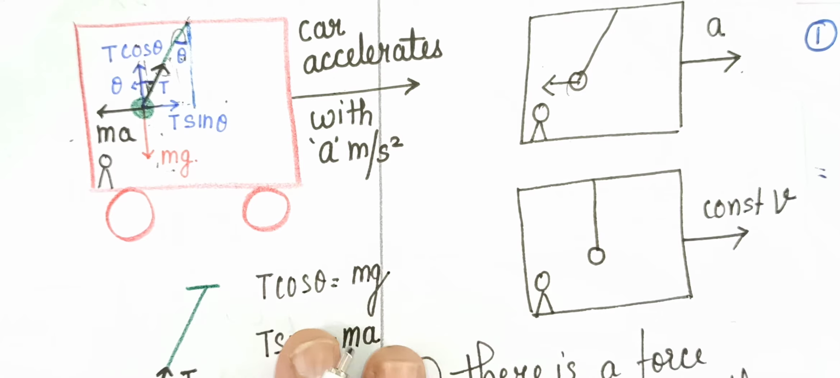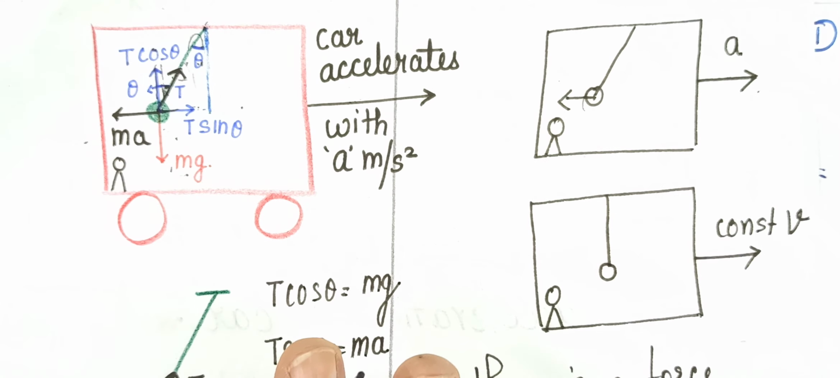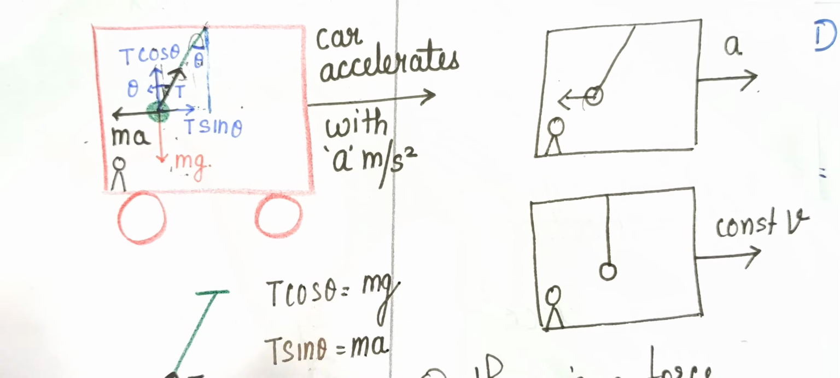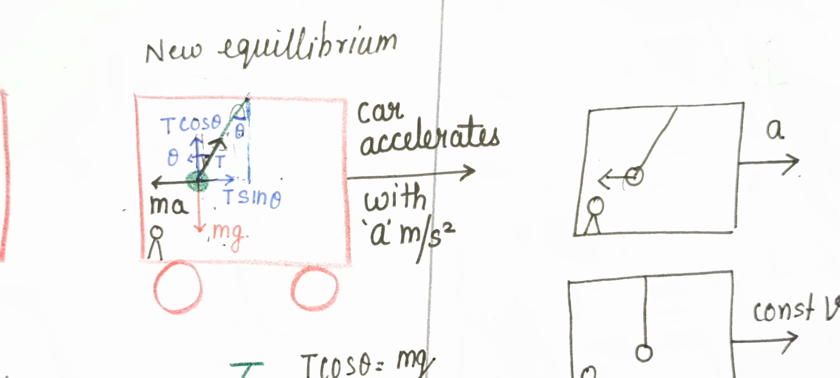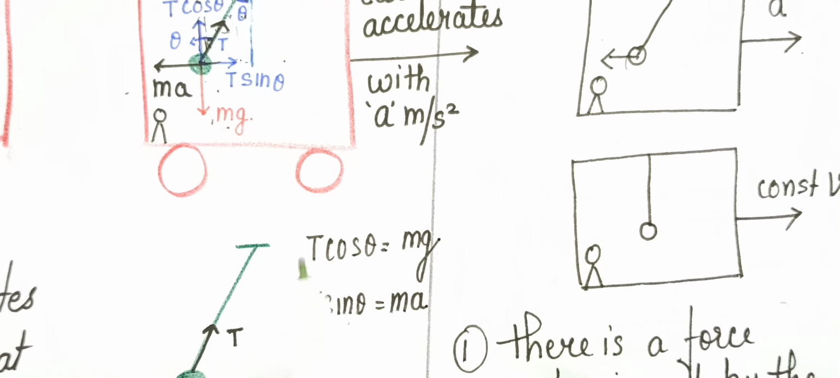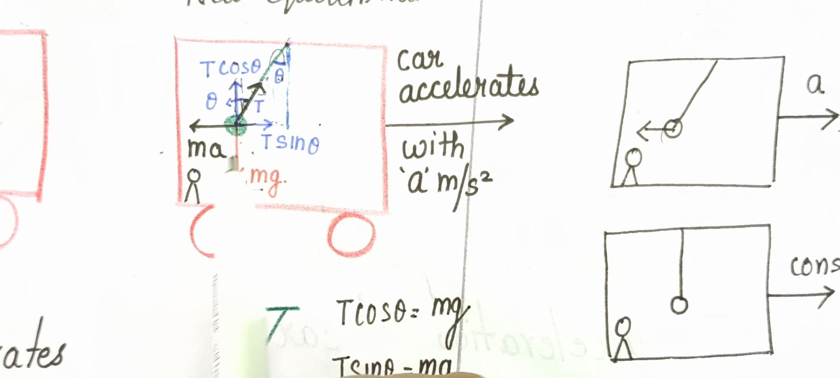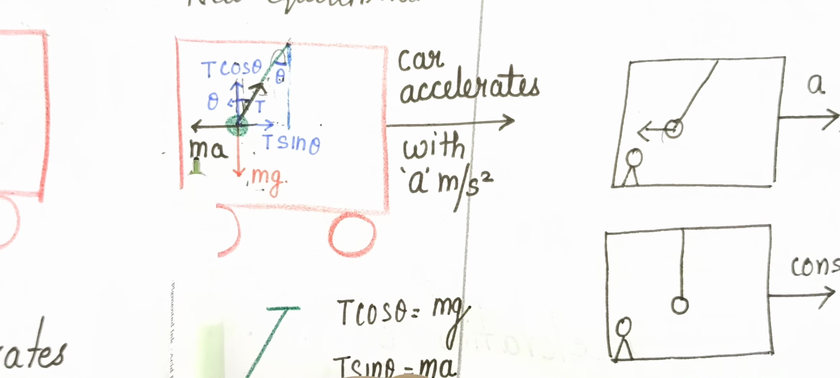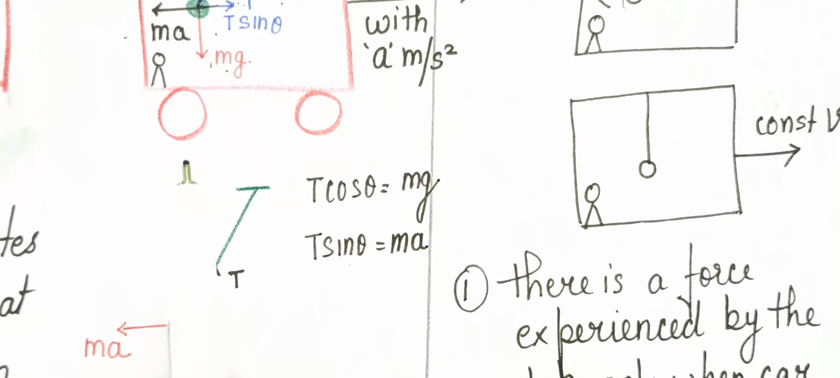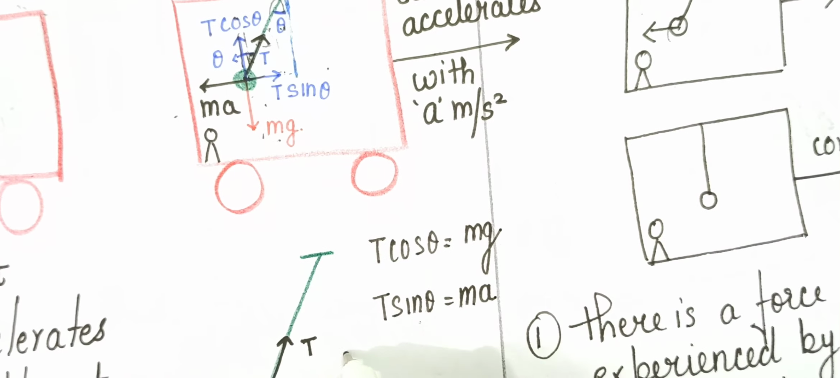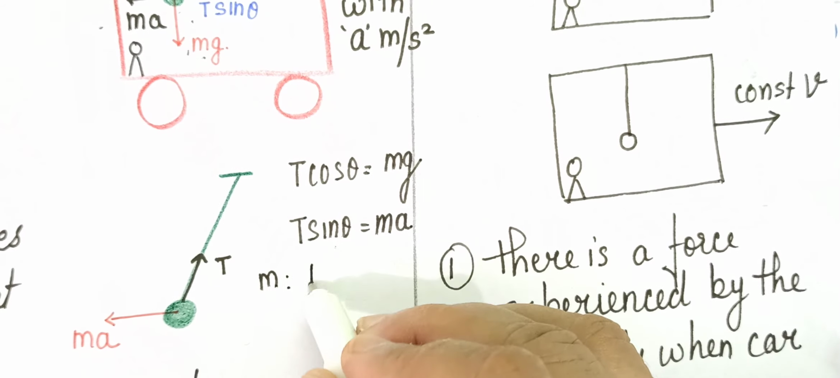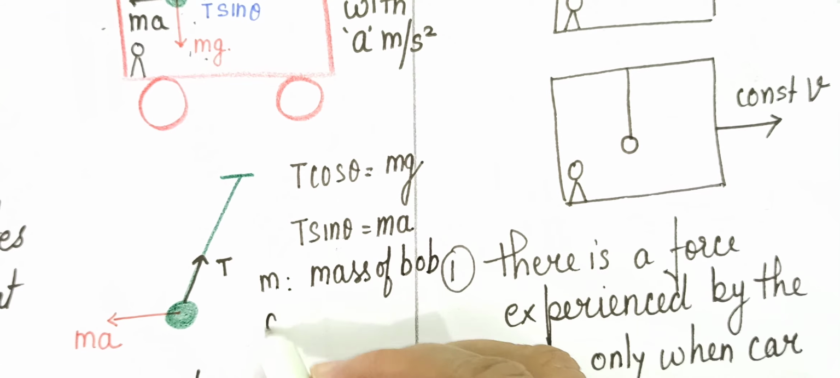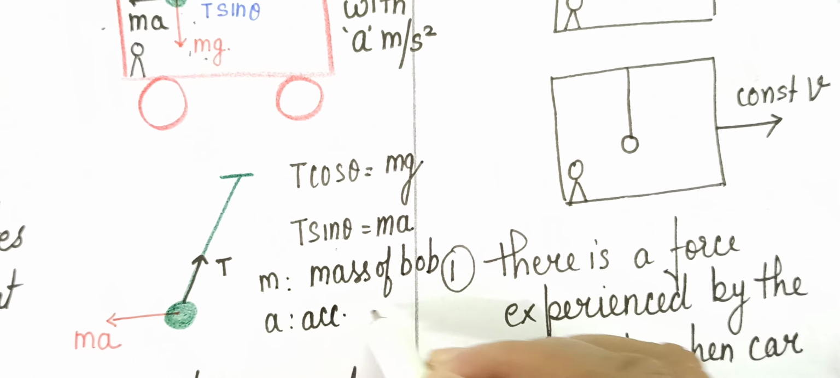These equations completely give the correct answer for all the quantities involved in this question. So Mr. A comes to the conclusion that the force which was acting on the bob due to acceleration of the car is actually m into a, where m is the mass of the bob and a is the acceleration of the car.